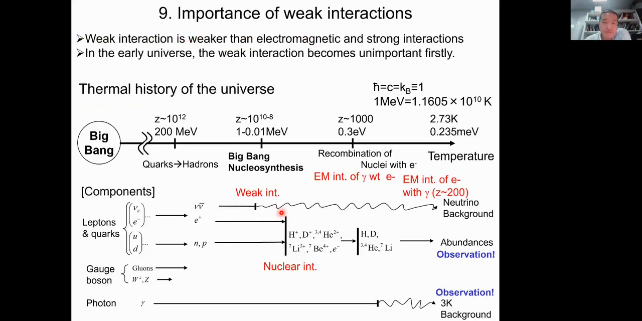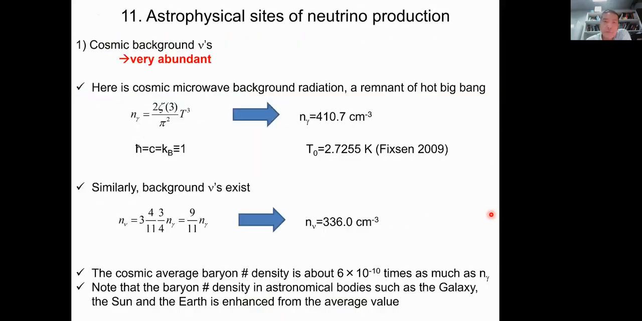So, as we saw here, in the expanding universe, weak interaction firstly decouples. So, the remnant of the hot Big Bang would remain as cosmic background neutrinos. These cosmic background neutrinos are very abundant. Let's give some estimate for the number density of background neutrinos. First, as you know, this universe is filled with cosmic microwave background. Its number density is given by this equation. This is based on the Planck distribution of the photon energy distribution.